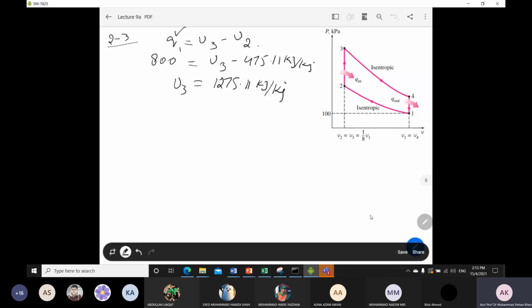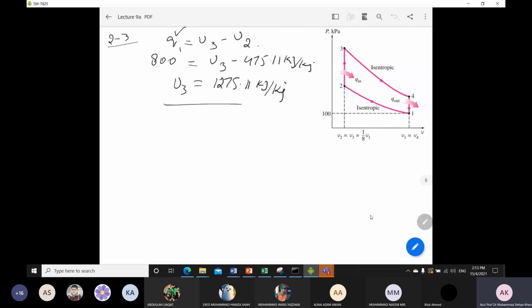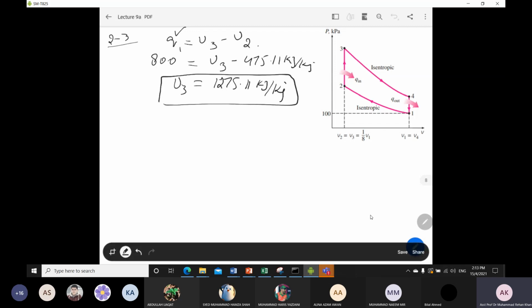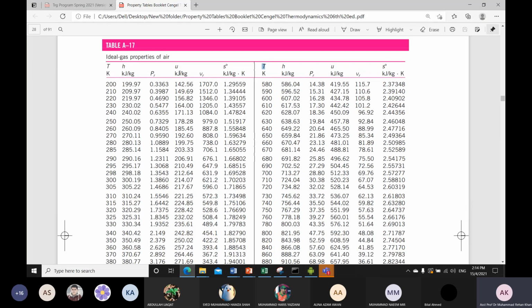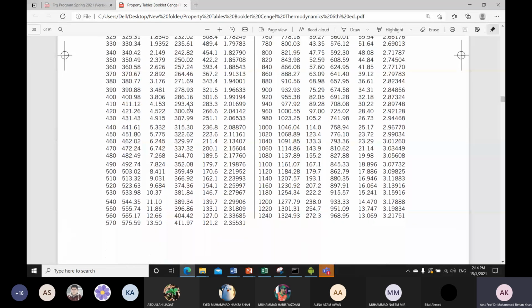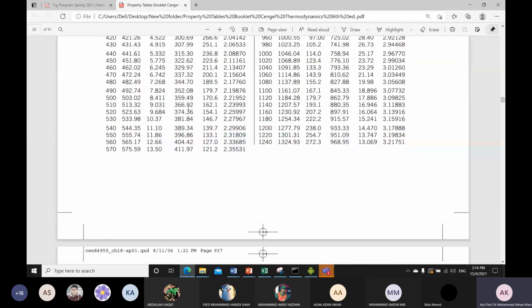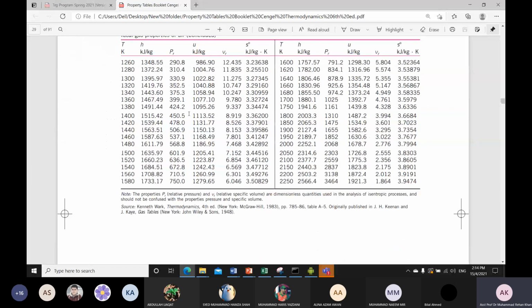Our main target is to find the value of maximum temperature and pressure. So we will follow this U3 value, which is 1275.11, and again go to the thermodynamic table, where we have to look for the internal energy value and find the temperature and relative specific volume against this U3 value. If you go to your thermodynamic table, you will find the line for 1275.